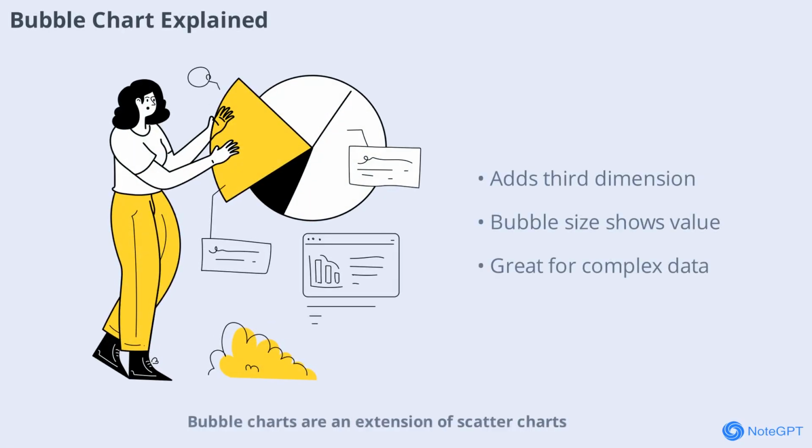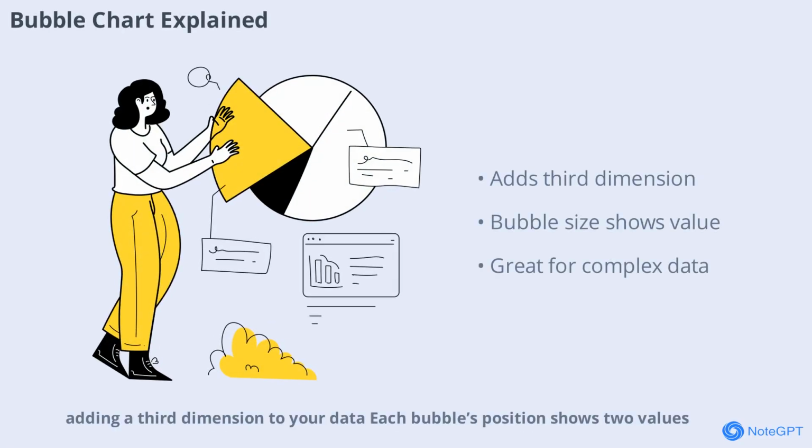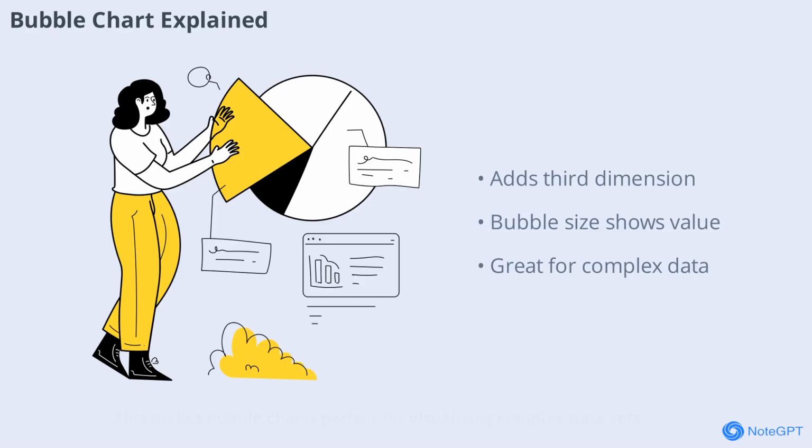Bubble charts are an extension of scatter charts, adding a third dimension to your data. Each bubble's position shows two values while its size represents a third value. This makes bubble charts perfect for visualizing complex data sets such as market analysis or project management. They help you compare and analyze three variables at once, making patterns and outliers stand out.